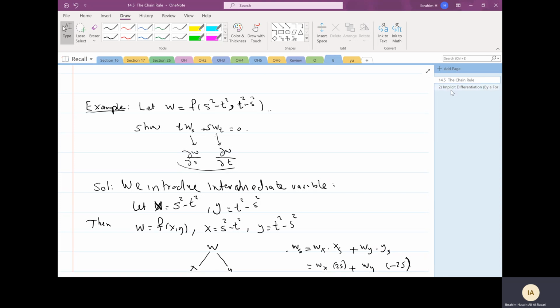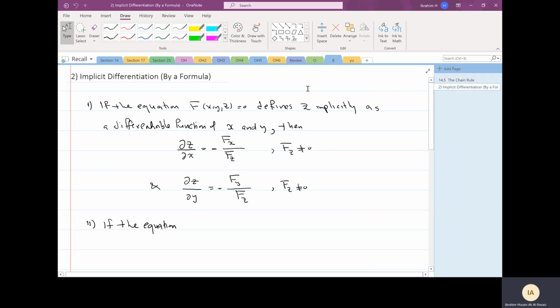Okay. Now we go to the second point, which is not a new point. In fact, we already discussed this in the previous section, 14.3. So it is about implicit differentiation, but now by a formula. In section 14.3 we did implicit differentiation. Okay. So you already know. Now here you can do the same thing, but in a simpler way by a formula. So this is good to know and to make your work quicker when it comes to implicit differentiation.